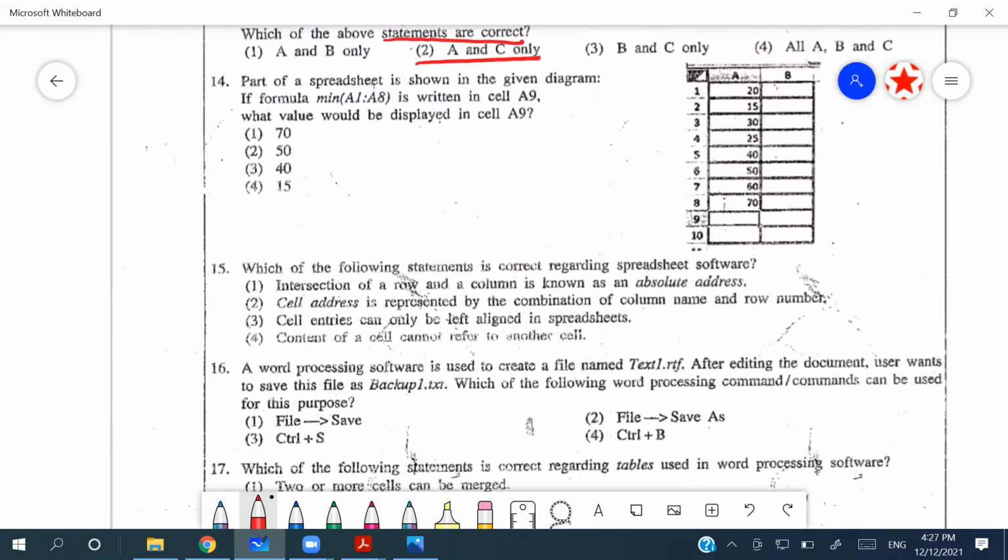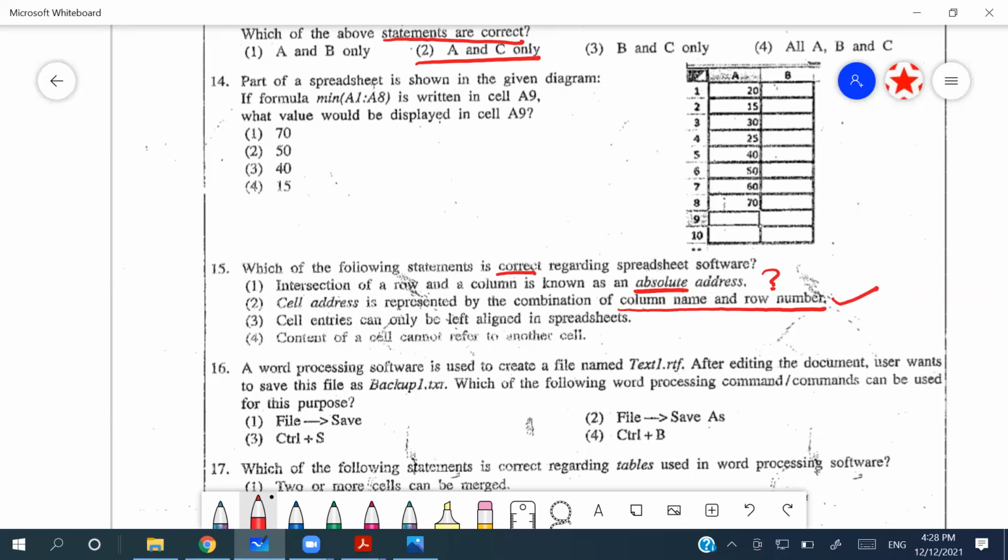Then the 15th. Which of the following statements is correct regarding spreadsheet software? Intersection of a row and a column is known as an absolute address. Absolute is going to be the problem. Right? Let's see. Cell address is represented by the combination of column name and row number. Yeah, that can be taken as a correct one. They are asking for the correct one, so that seems to be correct.